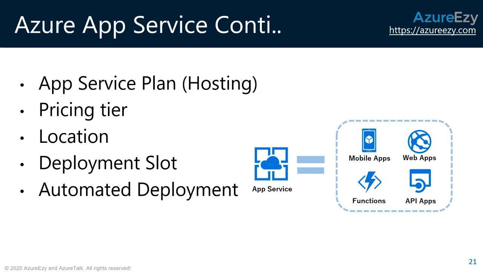And automated deployment: app service supports CI/CD out of the box. You can configure CI/CD with Azure DevOps Services or any other CI pipeline services such as Jenkins, and you can establish automated deployment to this service with minimal effort. That support is very much there, out of the box.